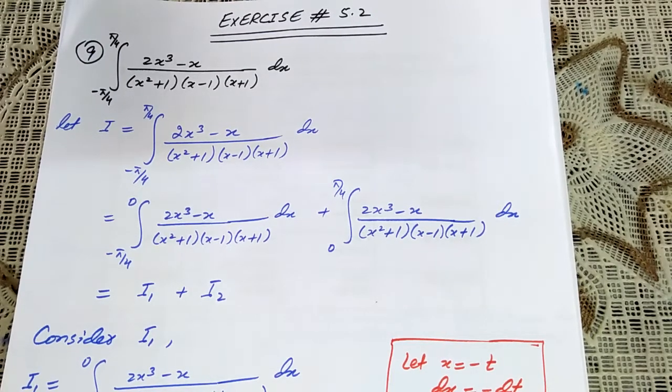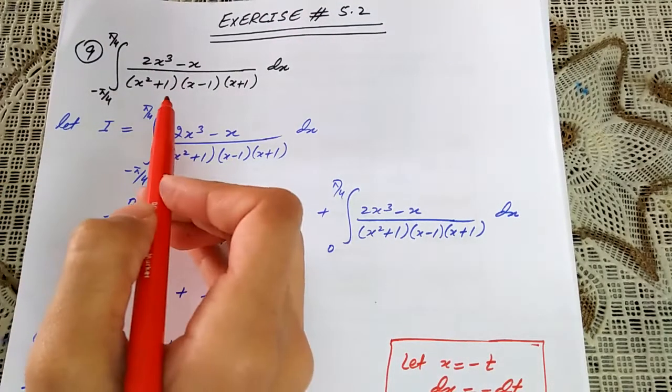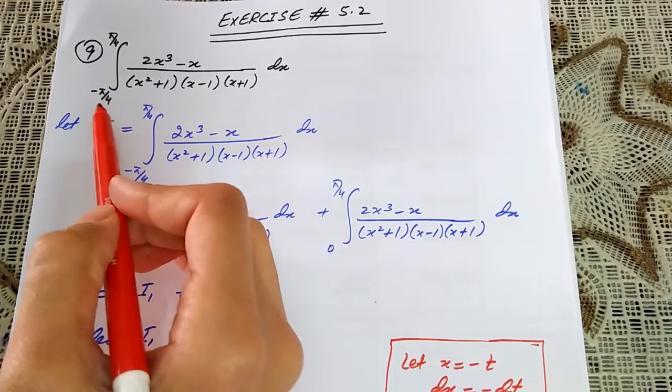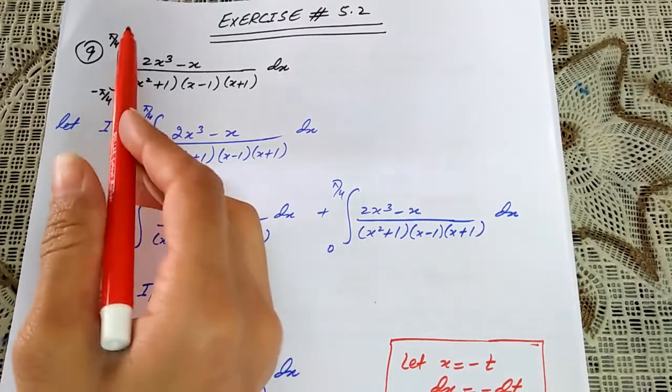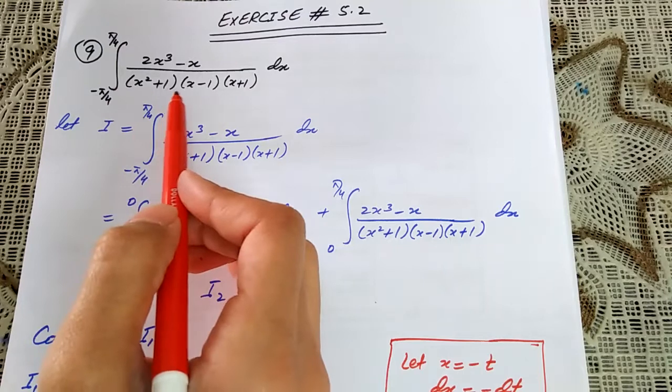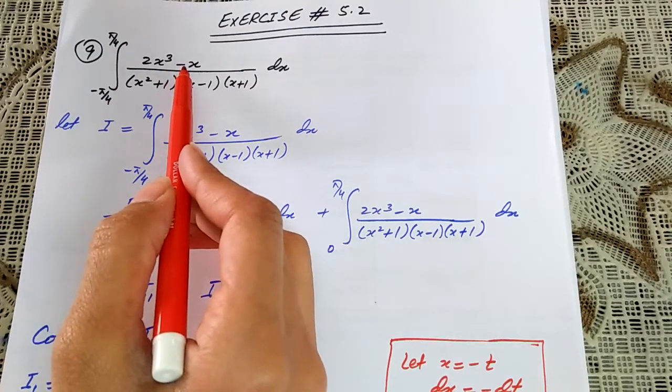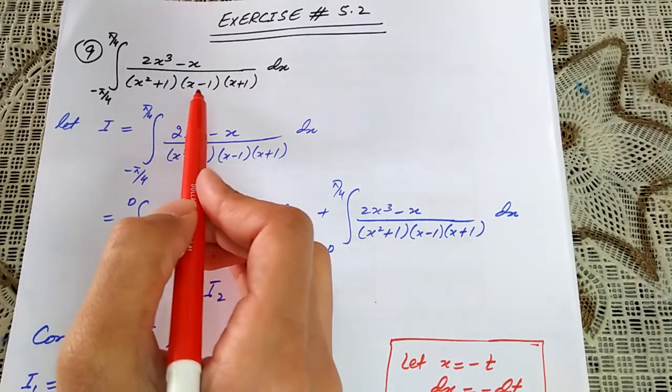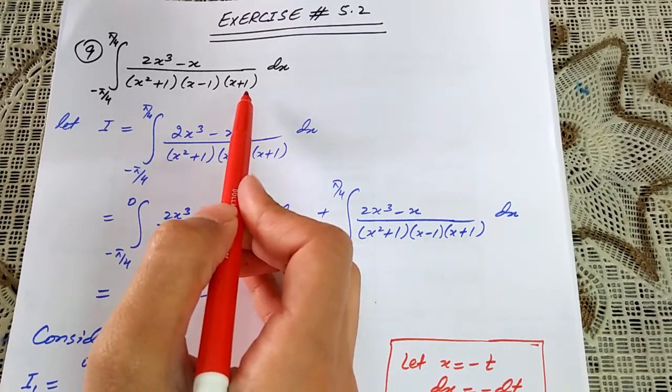Question number 9 of exercise 5.2 that is taken from the Calculus SM Yusuf book. We need to solve this definite integral. The limits of integration are from negative pi by 4 to positive pi by 4, and the function given is (2x cube minus x) over (x square plus 1) into (x minus 1) into (x plus 1).